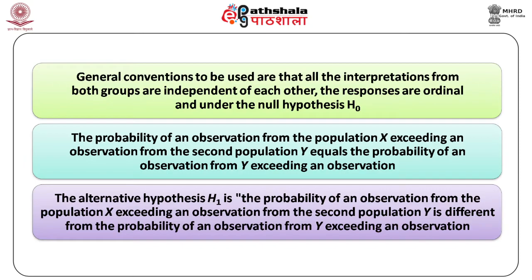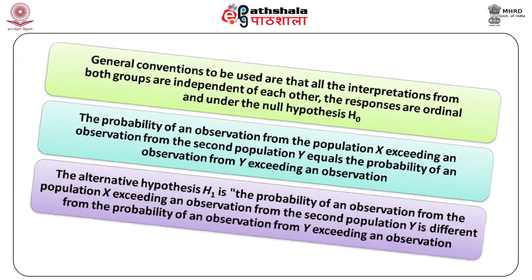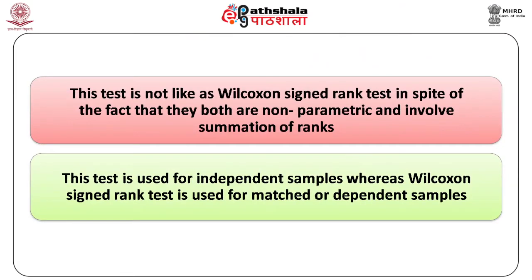An alternative hypothesis H1 is that the probability of an observation from the population X exceeding an observation from the second population Y is different from the probability of an observation from Y exceeding an observation from X. This test is not the same as the Wilcoxon signed rank test, even though they are both non-parametric and involve summation of ranks. This test is used for independent samples, whereas the Wilcoxon signed rank test is used for matched or dependent samples.